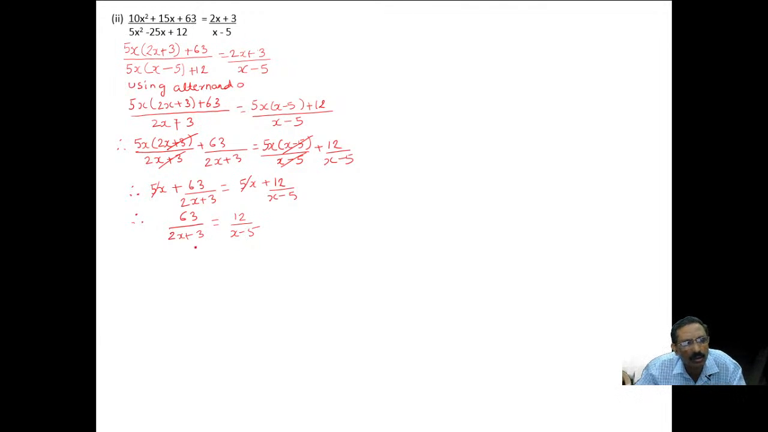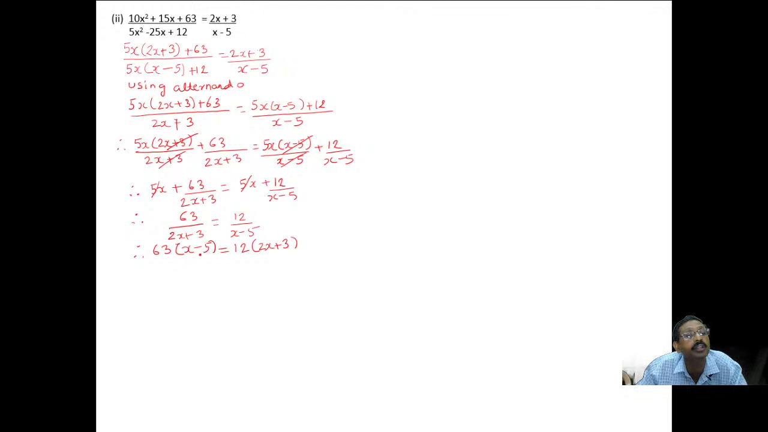Can we do something so that we can get the value of x? To get the value of x, what can be done? Can we cross multiply so that we can get the value? Okay, we will cross multiply. Therefore, 63 into x minus 5 is equal to 12 into 2x plus 3. Okay, what will be our next step? Our next step will be to open the brackets.